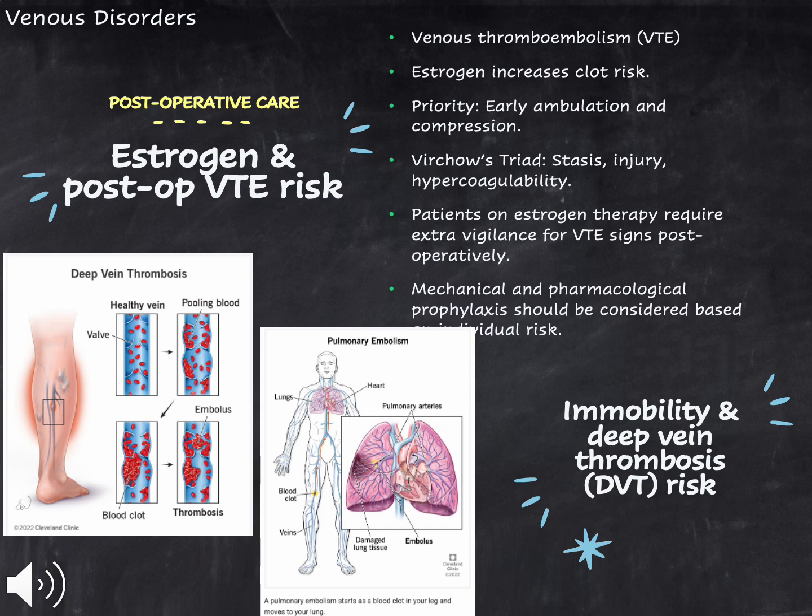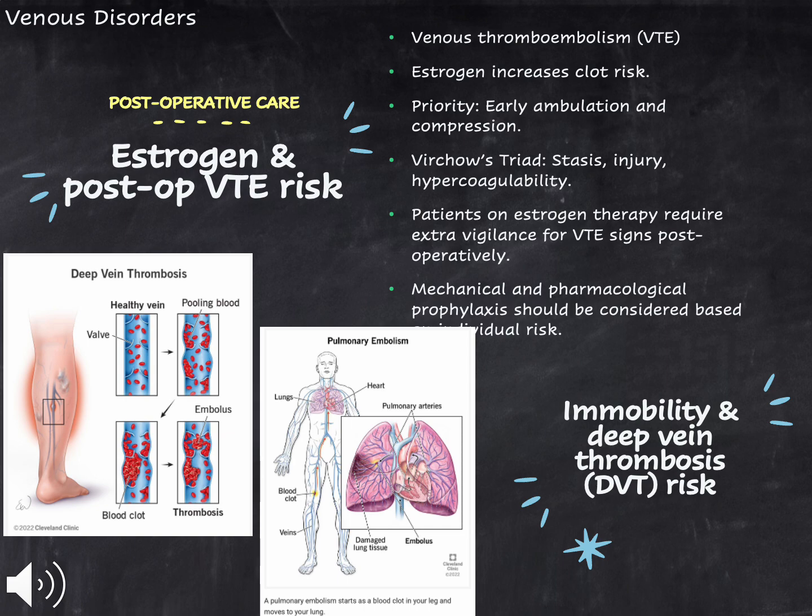For example, consider a 42-year-old woman on birth control pills recovering from abdominal surgery. The top nursing priority is early and frequent ambulation. Getting her up and moving stimulates calf muscles, which act as natural pumps to push blood back toward the heart and prevent clot formation. If ambulation isn't possible, simulate movement with sequential compression devices, leg exercises, and maintain adequate hydration to keep blood flowing smoothly.